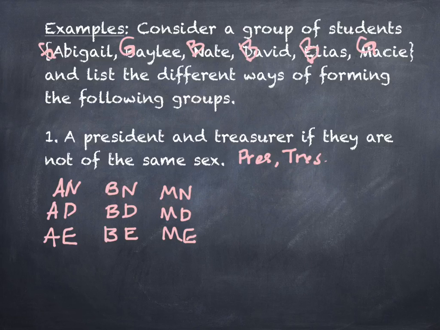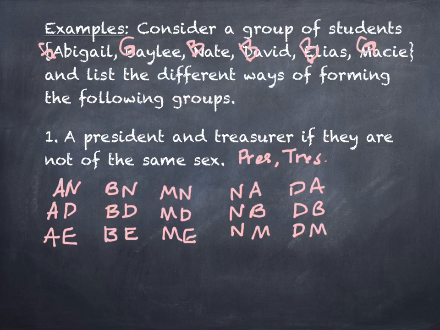Agreed? So I'm going to do the same thing now with all the boy names. Let's start with Nate because he's the first on the list. I could have Nate president. If Nate's president, what are my different options for treasurer? Abigail, Bailey, or Macy. I could also have, instead of Nate, David. He's next. I could have David with each of the 3 young ladies, right? David Abigail, David Bailey, David Macy. What are my last 3?